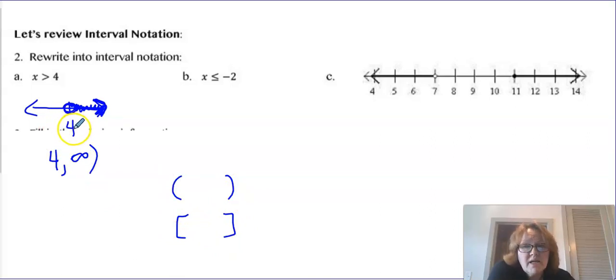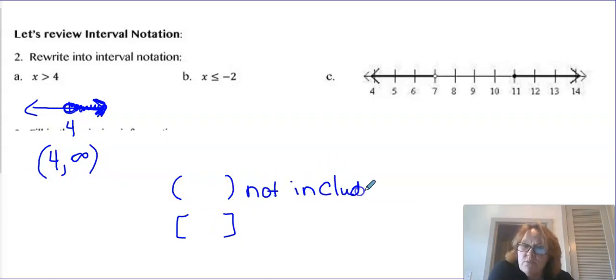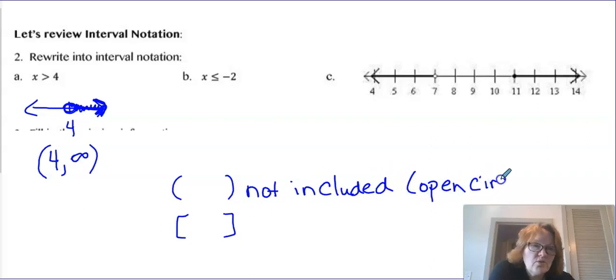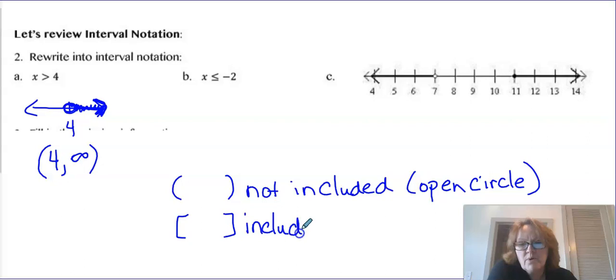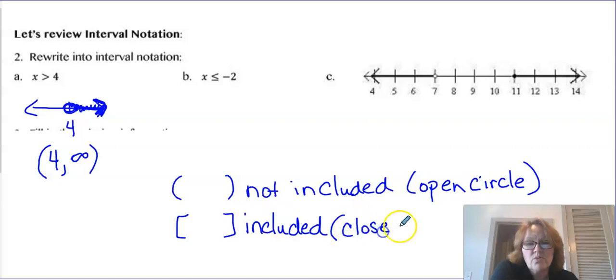The 4 is not included. Parentheses is what denotes that something is not included in the graph. So parentheses would be not included. You would have an open circle. So that's what parentheses denotes. Brackets denotes that a number is included in the set of numbers. And for brackets, you would see a closed circle, or just that line going through it. But on a number line, you would see an open circle or a closed circle.